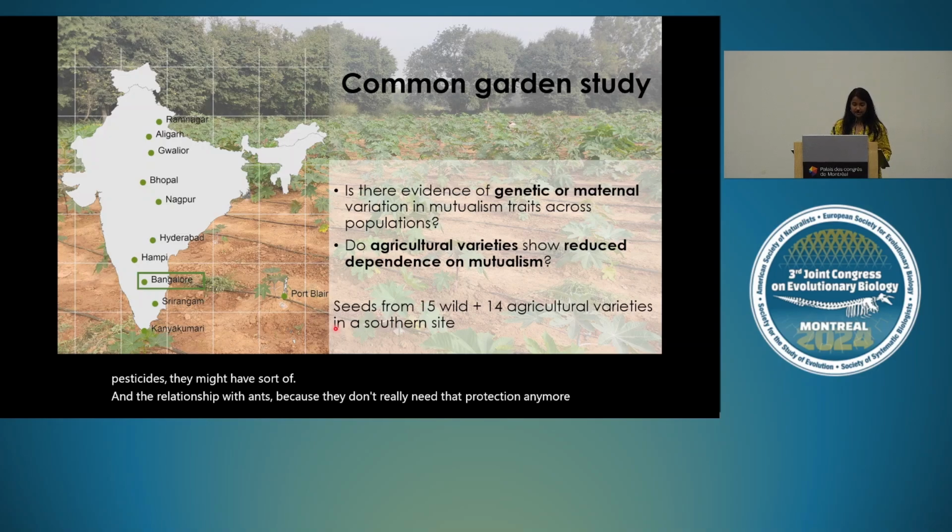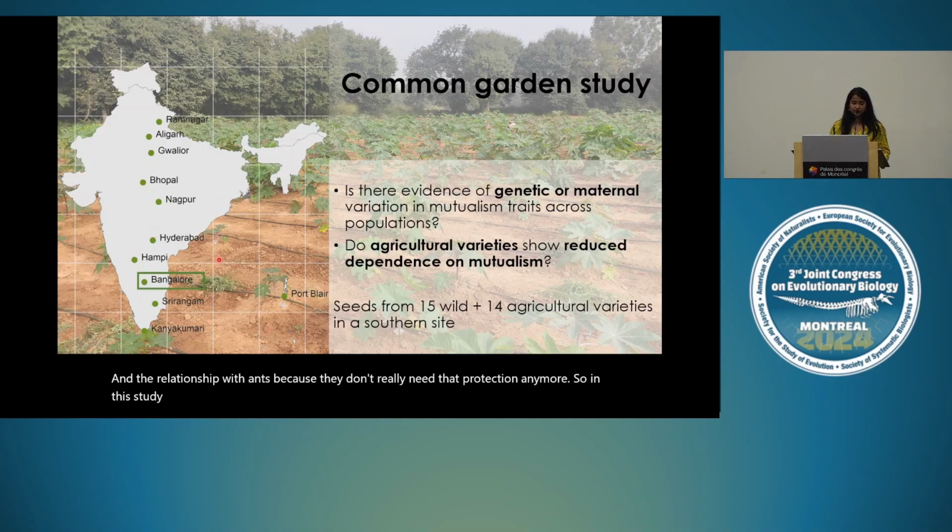In this study, I set up a common garden in the southern Indian state of Bangalore, mostly because I had contacts there, but also because in my previous field study, I found that Bangalore had one of the highest ant diversities visiting castor plants. In addition to the 11 sites that I showed you in the map before, I had a few more sites from which I collected seeds, and also 14 agricultural varieties in this common garden.